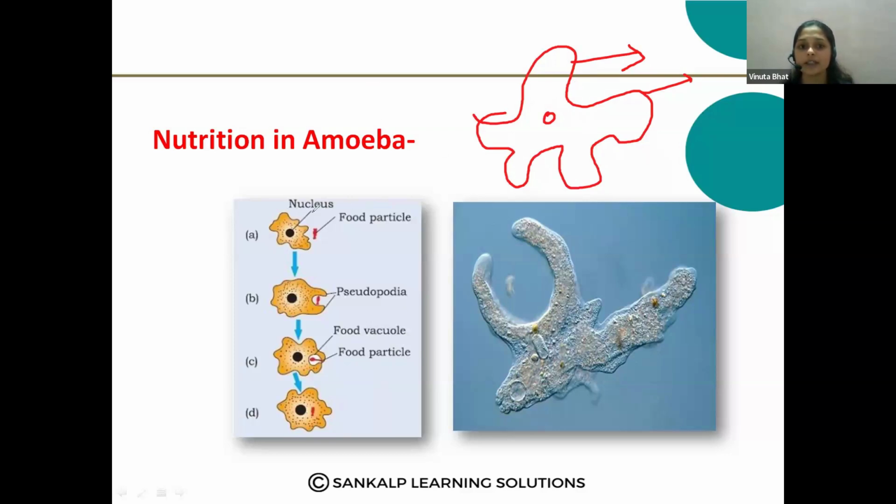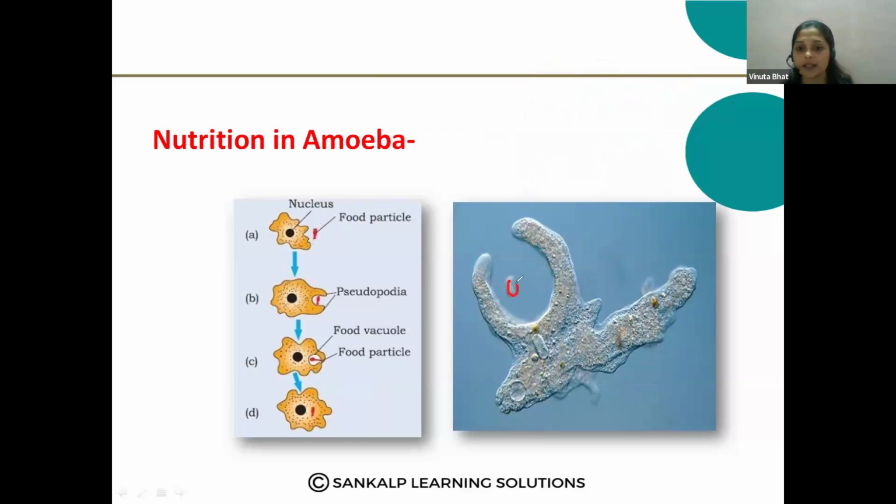Look here, just imagine there is a food particle outside the amoeba's body. Just imagine this is the microscopic view of the amoeba. Here there is food material. The amoeba forms the extension of the pseudopodia around this food material like this. Then it will grab the food material by forming the pseudopodia around the food particle, so that the food material gets inside the amoeba's body.